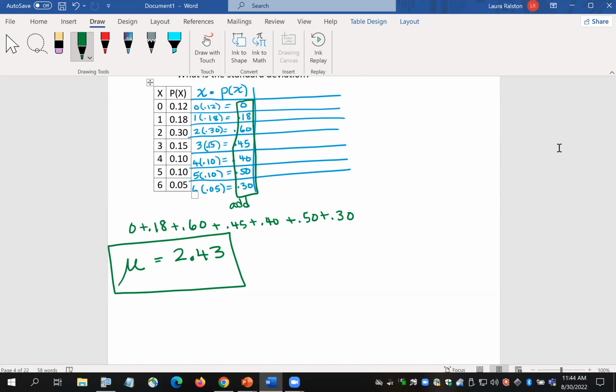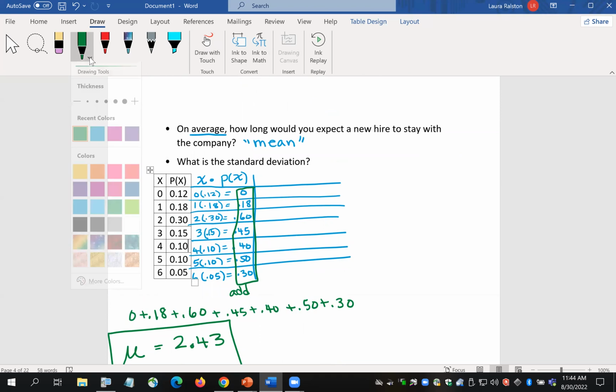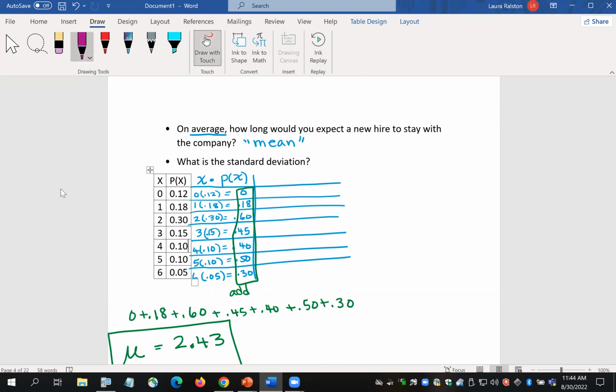Then it also asks us, what is the standard deviation? Again, this is one of those manual calculations. It helps to create a table because you've got to take the X minus the mean and then square it. Our mean is 2.43. We just calculated that. So I've got to do 0 minus 2.43 and square it. So that's negative 2.43 squared. I'll come back and square it in a minute.